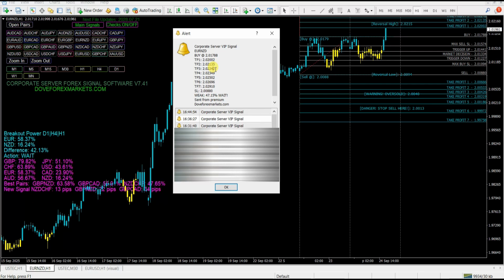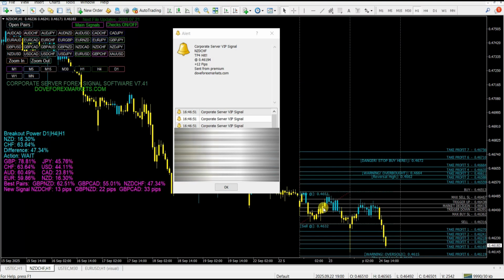So you need to look for the pair that is about to break out and then look at the strength difference. But the premium template helps you to see which pair is actually very close to the breakout and which pair is doing very good. So if you look at New Zealand Swiss right now, this looks like 13 pips already achieved. So New Zealand Swiss, pretty good.